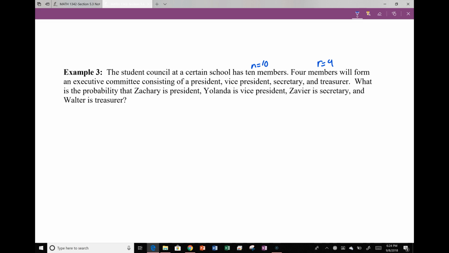This is wanting the probability. So we have to think about the probability of these 4. Well, how many ways can Zachary be president, Yolanda be vice president, Xavier be secretary, and Walter be treasurer? Well, there's only one way for all 4 of those things to happen. So that's 1. Now, how many total different ways can 4 people be selected for president, vice president, secretary, and treasurer? Well, that is going to be 10P4, permutations.